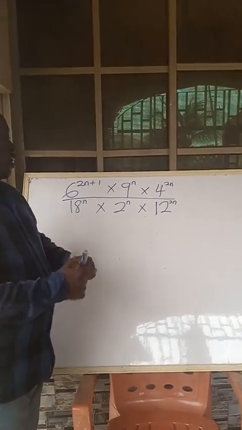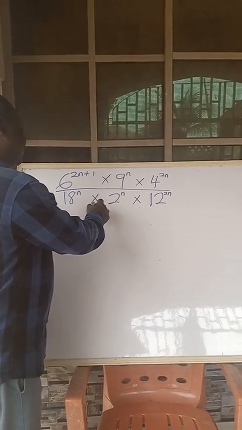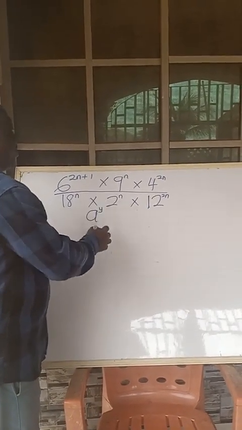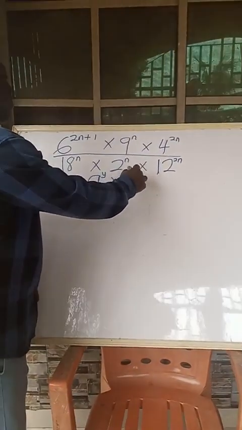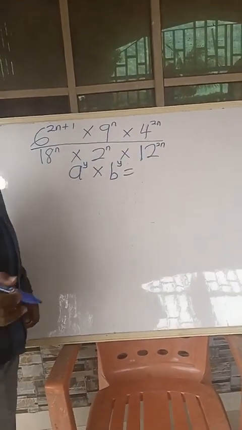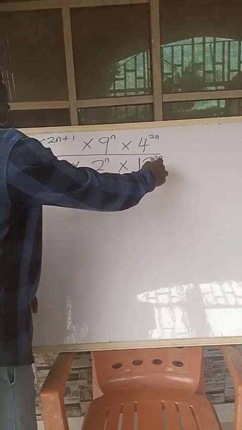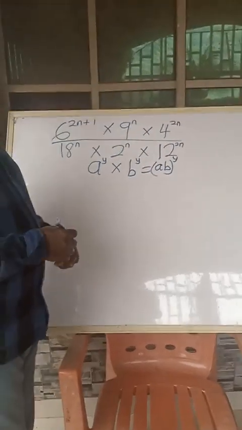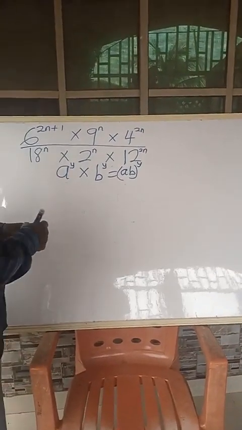According to this principle, or this law of indices, when a number is raised to a power and another number is raised to the same power, the law states that you can just multiply these two numbers, a times b, ab, then we are going to raise it to the power of y, that is the common power. So I want to use that to split this 6 now.